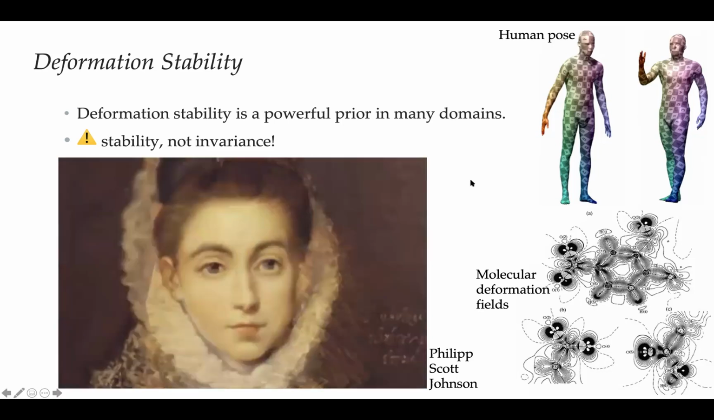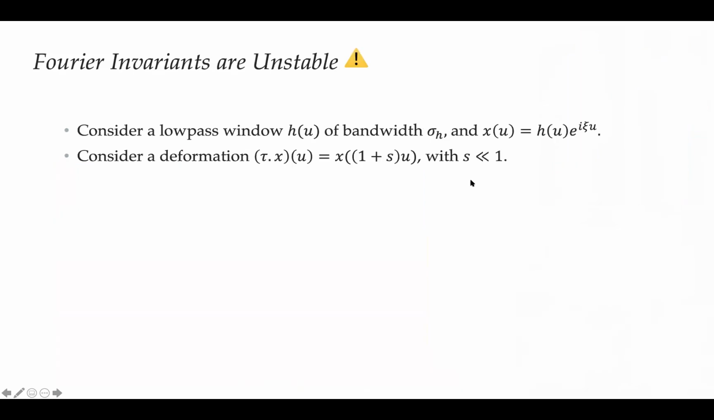Okay, so are these Fourier invariants, can we show whether this representation, based just on the Fourier, is deformation stable or not? This is a little bit of a technical step, and feel free to skip it if you don't feel comfortable. But the key is that with this example, we can show very easily that this representation is not going to have stability.